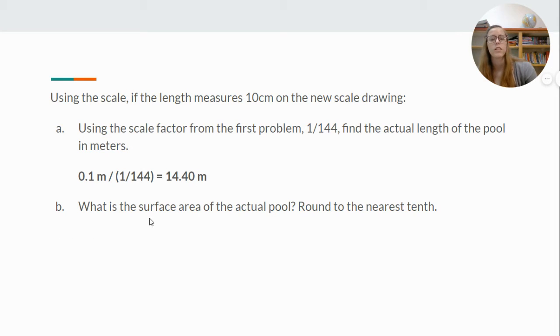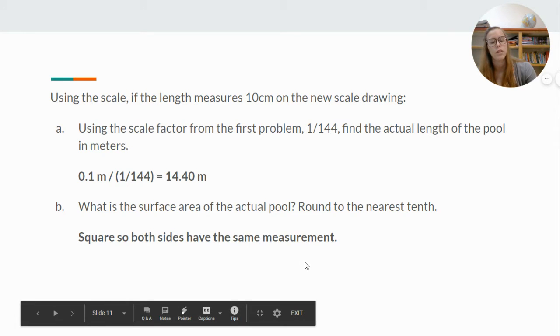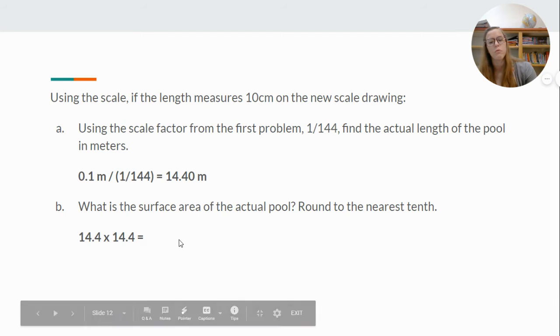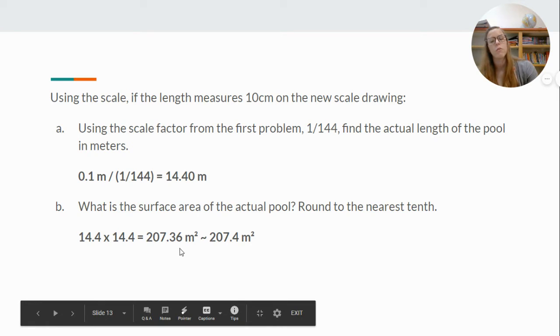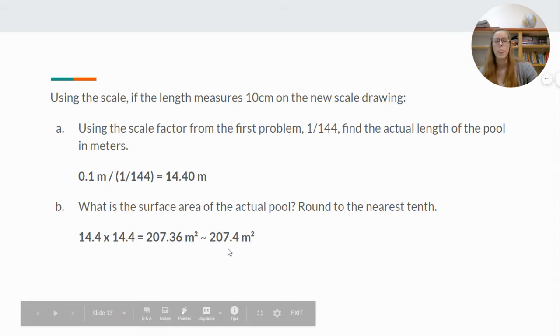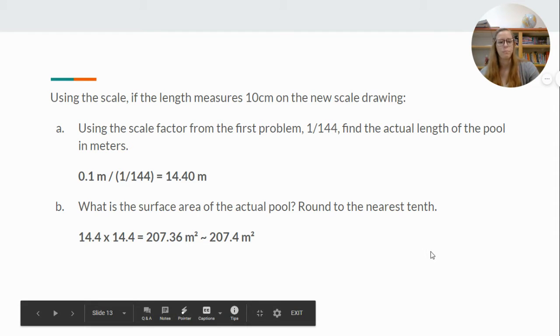If you remember, it's a square swimming pool, so both our measurements are 14.4. So 14.4 times 14.4 gets us 207.36 meters squared, but it wants us to round to the nearest tenth. So we have 207.4 meters squared for the surface area of the actual pool.